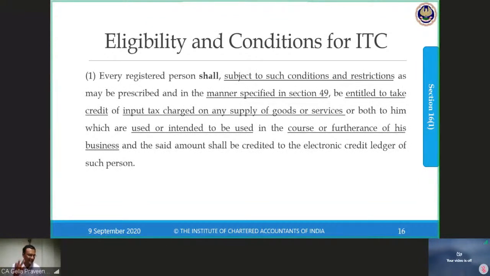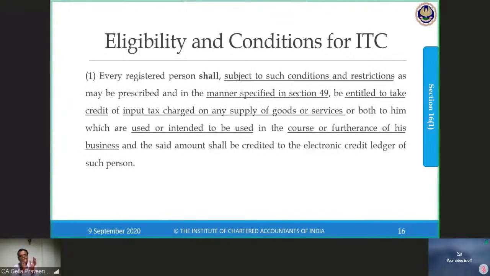So friends, that's section 2, subsection 17, which deals with your definition called business. Please read it for the sake of your examination and also for your career purpose. So if I'm a registered person, I can take input tax credit. In between, they have used a term called manner specified in section 49. That means whatever tax you have paid, that can be used for payment of taxes. That is what section 49 was referring to.